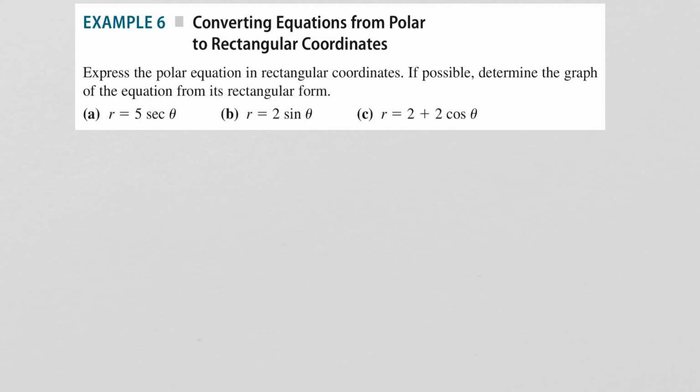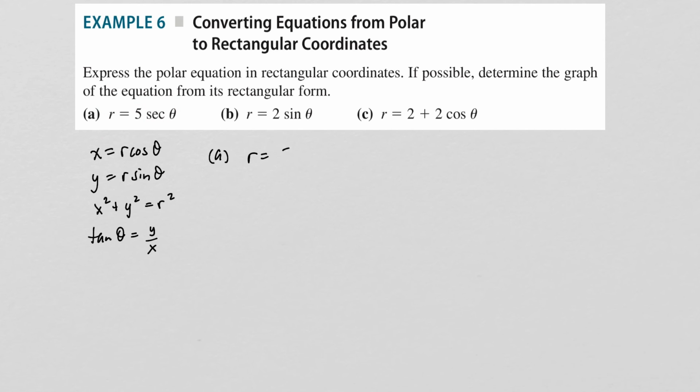Now we can also convert equations from polar to rectangular coordinates, and it pretty much works the same way. So we're going to take our conversion formulas, and then we're just going to play around with the equation that we're given to see how we could apply these conversion formulas to these equations. So in part A here, we have r equals 5 times secant of theta. We can rewrite this as r equals 5 over cosine of theta. And then if we multiply both sides by cosine, you can see that we get r cosine of theta equals 5. Well, r cosine of theta is x, so this can be converted into x equals 5.